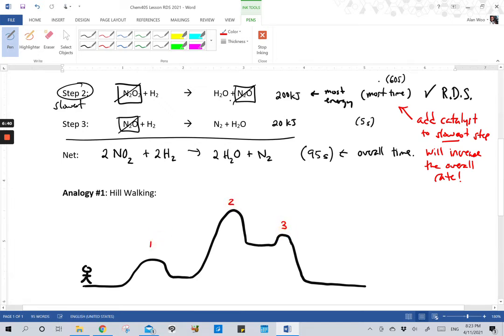Okay, you are standing right here at the plateau at the very beginning, and you want to climb up this first hill. Well, the first hill has a certain height to it. It might not be that high compared to the second hill, so it might not take you that much time to go up it. So let's say it takes you about 1 minute.